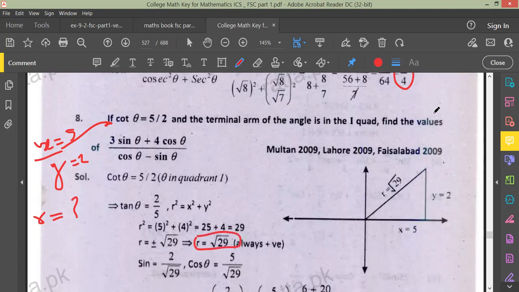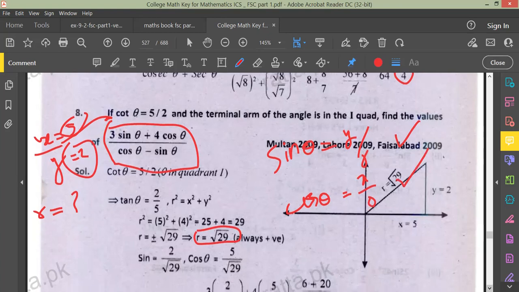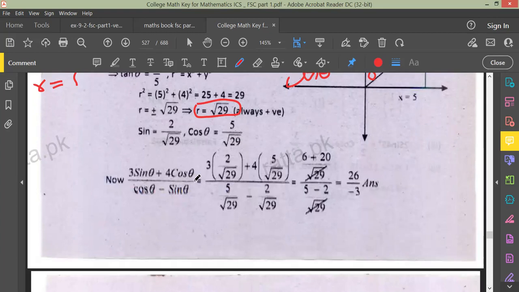So let's find the value. We have to calculate value of this expression. We will put the value of sine. We know that sine theta is y over r. Similarly, cos theta is equal to x over r. We know that value of x is 5, value of y is equal to 2, value of r is equal to square root 29. So after putting this value, we will find sine theta and cos theta values. And after putting the values of sine and cos in this expression, our final answer after simplification will be 26 over minus 3. So this was today's lecture.